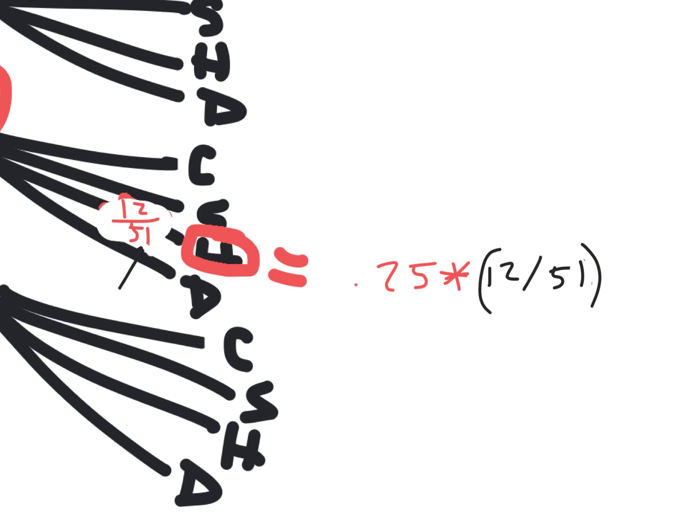Okay, so 0.25 times parentheses 12 divided by 51. Enter. I got 0.0588, and I think they want 3 decimal places. Did it say? Yeah, 3 decimals. Okay, 0.059 then.